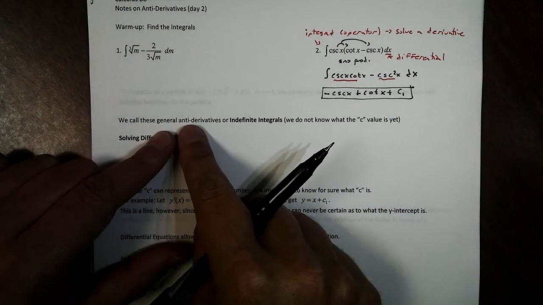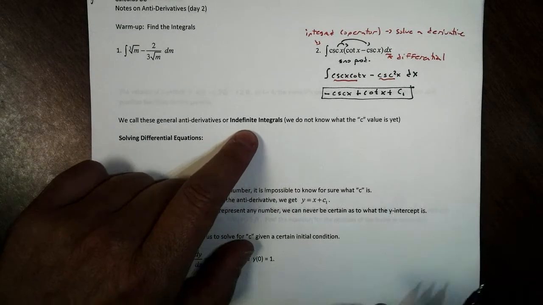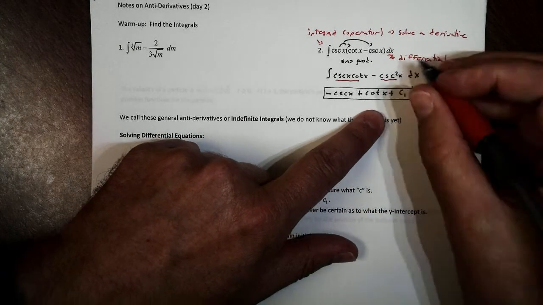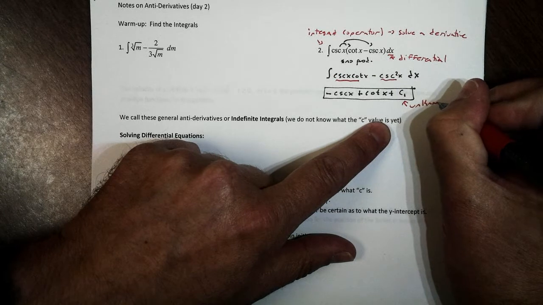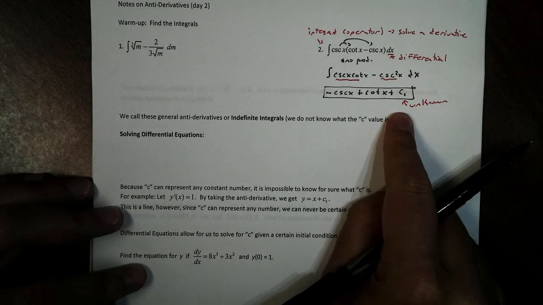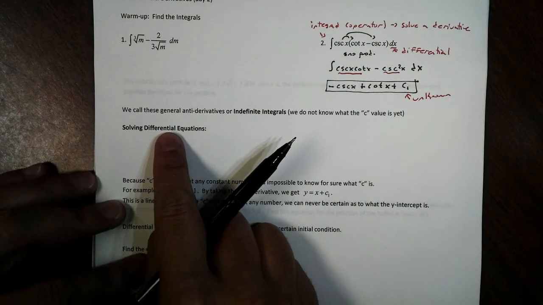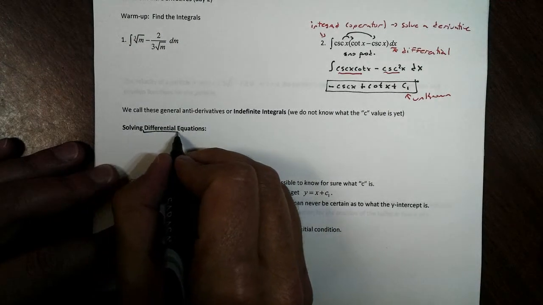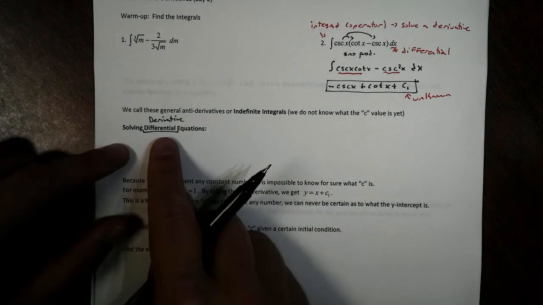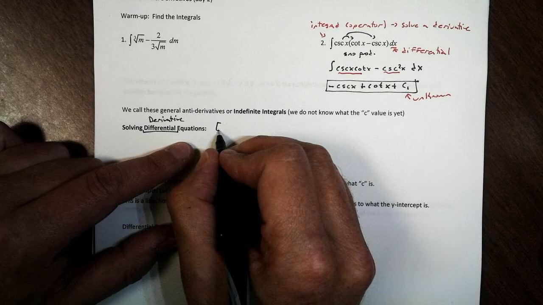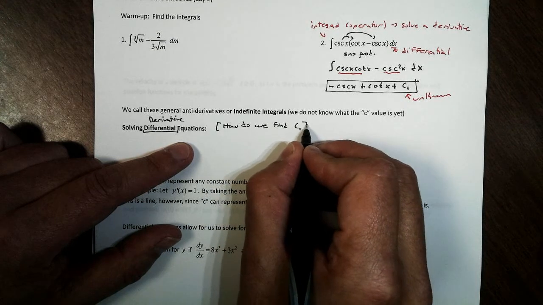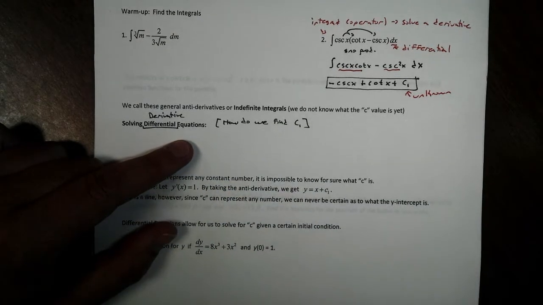Recall from yesterday, we call these indefinite integrals. In other words, we don't know what the value of C is. C is unknown, and that is why we call them indefinite. It can be anything. To help solve for C, we use something called solving differential equations. And remember, anytime we see the word differential, that is a key word for the word derivative. So we want to solve a derivative. In other words, how do we find C? That's our goal. How do we find the C value?